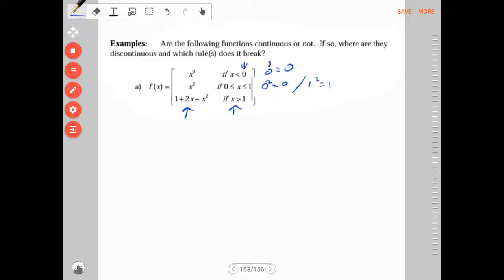Now we have this weird parabola, so we're going to evaluate that at 1. So 1 plus 2 times 1. Well, that's 2, so 1 plus 2 equals 3. And then 1 squared is 1. So 1 plus 2 minus 1 equals 2. Oh, wait a second.